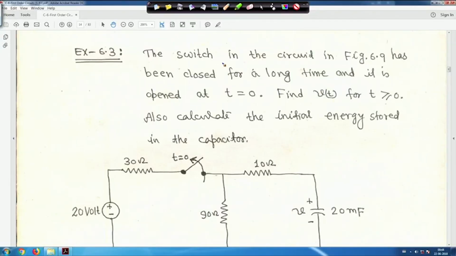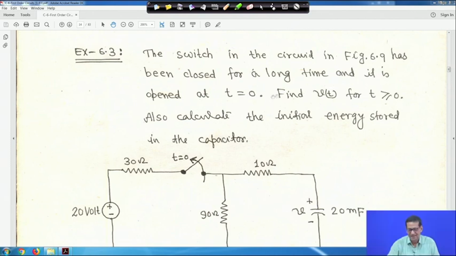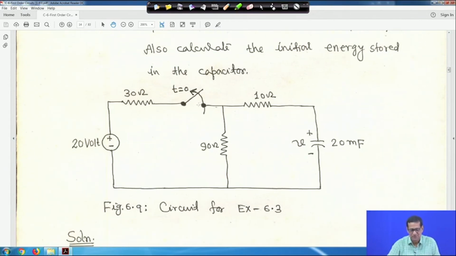So for example, take this example: the switch in the circuit shown in the figure has been closed for a long time. Long time means it has reached a steady state. You have to find the initial condition, and the switch is open at t equal to 0. You have to find Vt for t greater than or equal to 0. Also calculate the initial energy stored in the capacitor. In this circuit the switch was closed for a long time.